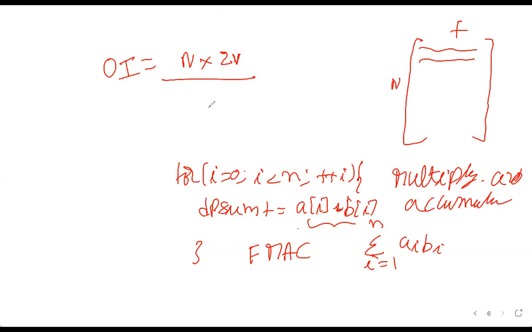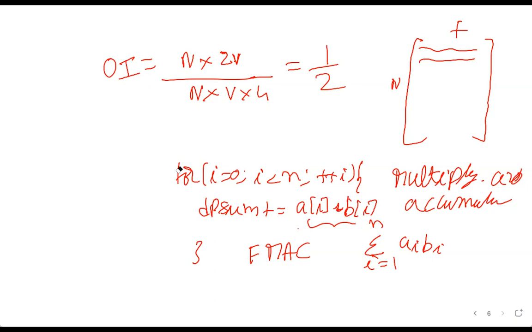And then what is the total data that is fetched? We are fetching n into v into 4, where 4 is there because the size of each vector element is 4 bytes. You have to bring n rows, each row is v dimensional, and the size of each element is 4. So the operational intensity is half.